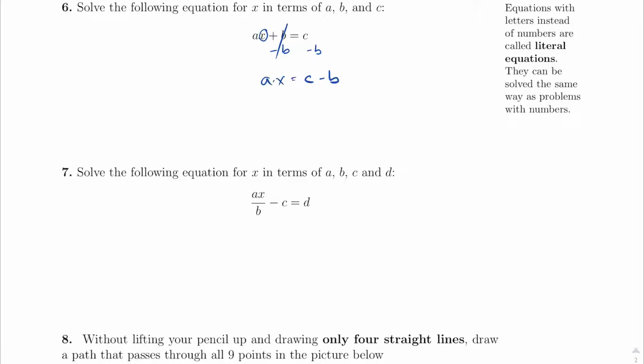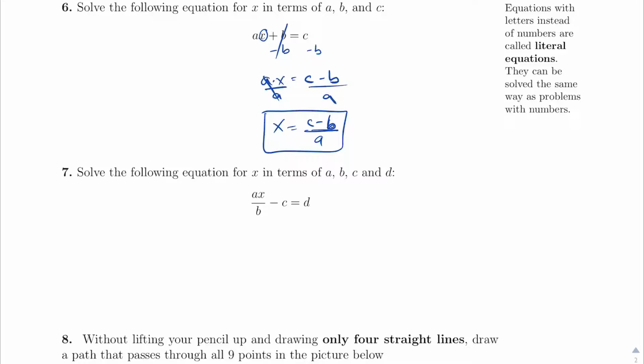Last step, well, we've got a times x, we have to divide by a on both sides. That gives us x equals c minus b over a. And because these are all letters, we can't combine them, so this is our final answer.